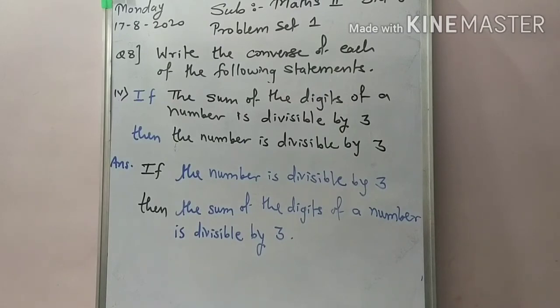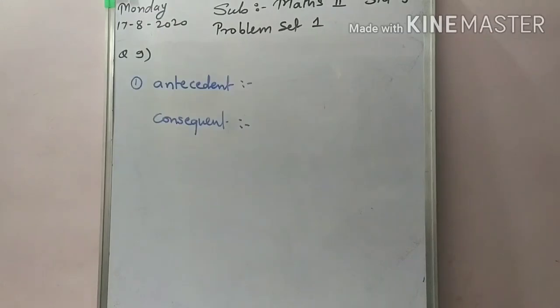The first statement is: if all the sides of a triangle are congruent, then what? All its angles are congruent. You have to divide the given statement into 2 parts, the antecedent and the consequent. The sentence after if is your antecedent: all sides of the triangle are congruent. Then what is the consequent? The consequent is that all its angles are congruent. Okay students, like this. The second one is also the same.